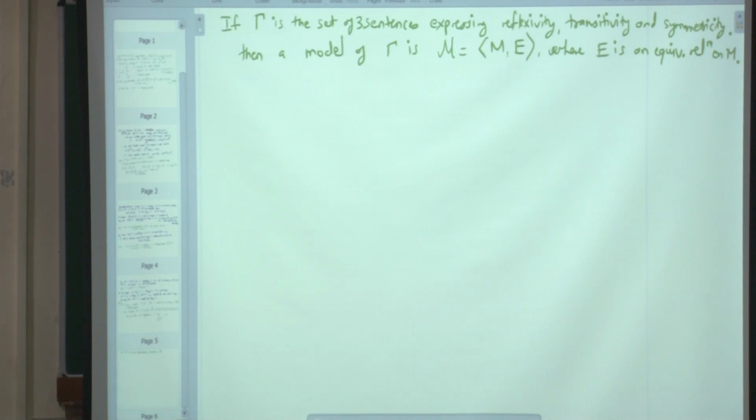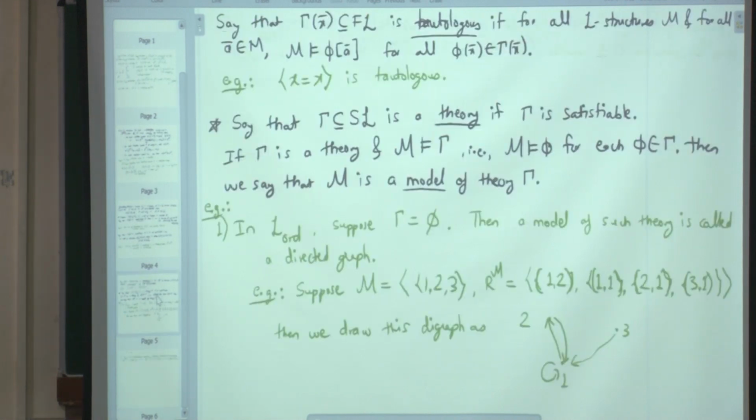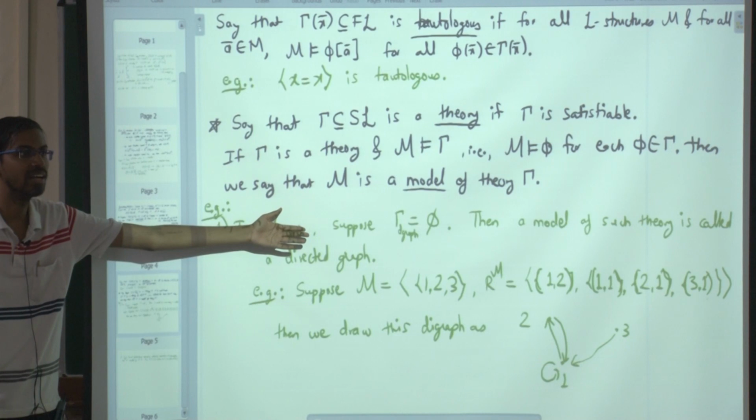So this gamma, I can write it as gamma EQREL. So this is the theory of equivalence relations. Is it satisfiable? Where? In every equivalence relation. In every structure that is an equivalence relation, this is satisfiable. Okay, maybe I should write this. Suppose gamma is equal to gamma digraphs. So this is the theory of directed graphs.